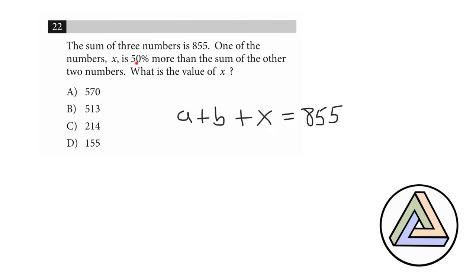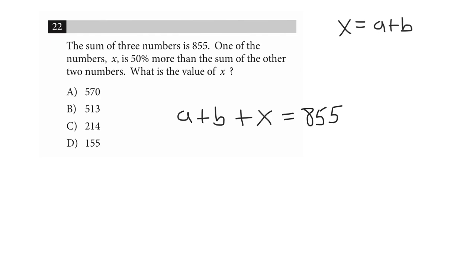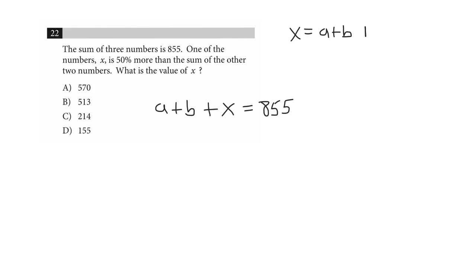Now, according to them, x is 50% more than the sum of the other two numbers. So x equals, we can say, the sum of the other two numbers, which is a plus b, plus 50%, which is 1/2 of the sum of the other two numbers. Now, I know that might be confusing, but when you hear that x is 50% more than the sum, that means x is equal to the sum itself. It's the same as the sum plus 50% of that sum. Okay, hopefully that makes sense.